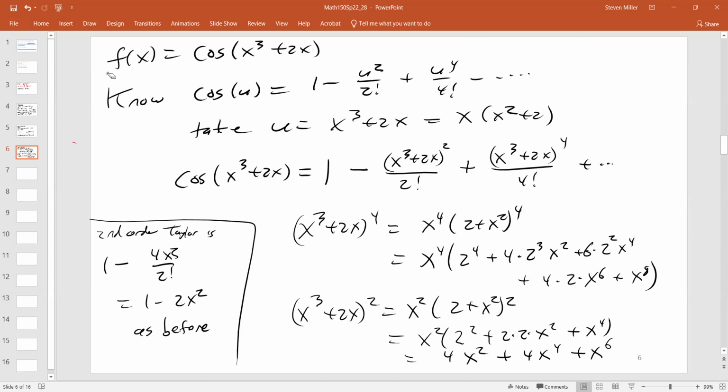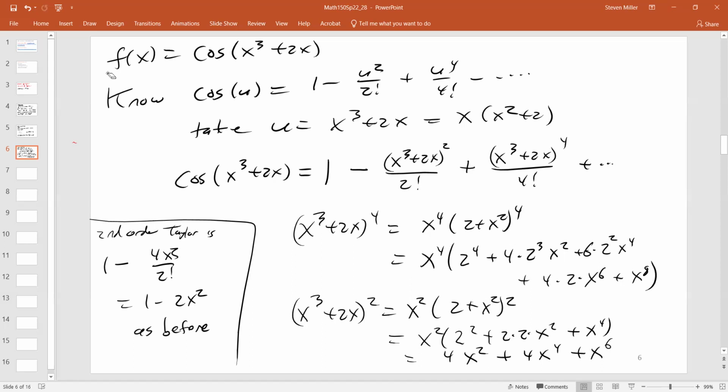So if you can't answer this, this means you do not know what we're talking about, and you should be raising your hand and saying, I don't understand what we discussed. So can somebody tell me where is the expansion on this page for x cubed plus 2x squared? What does that equal? Good, 4x squared plus 4x to the 4th plus x to the 6th.